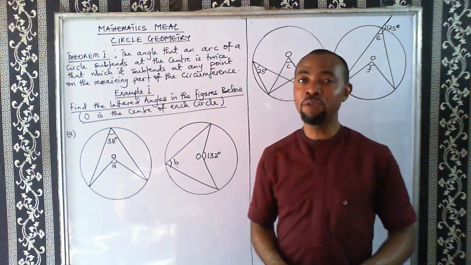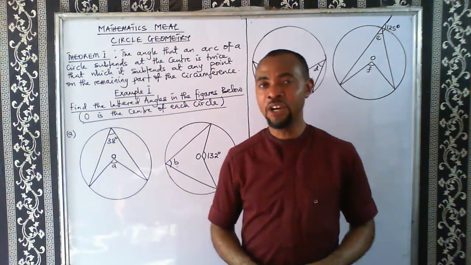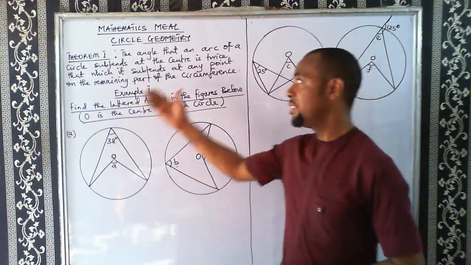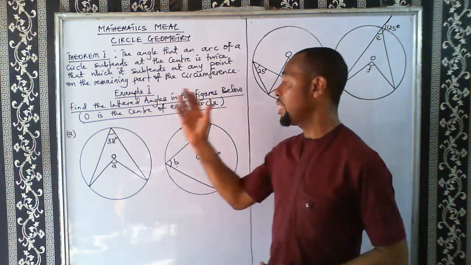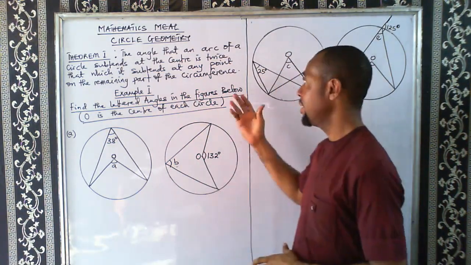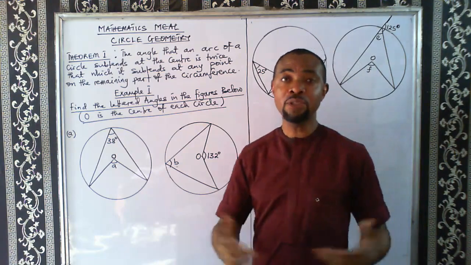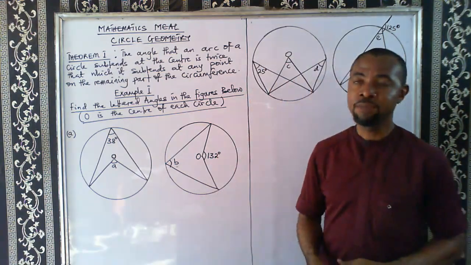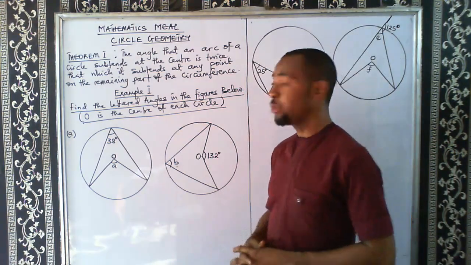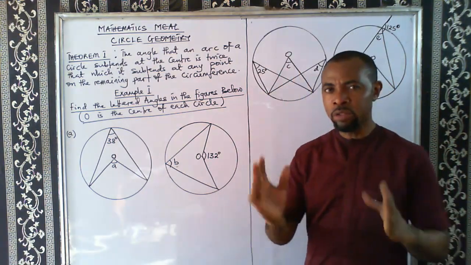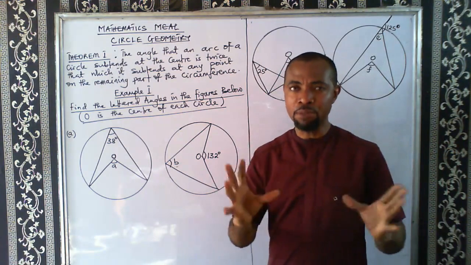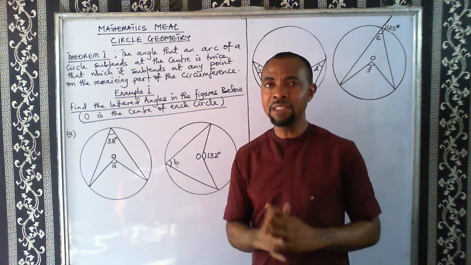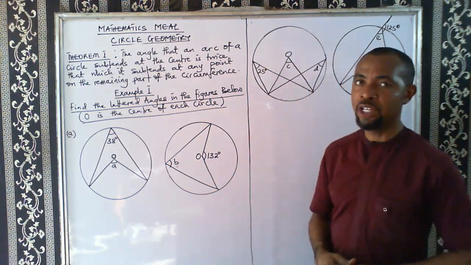In our previous video, we looked at Theorem 1 on circle geometry. That is this particular theorem: the angle that an arc subtends at the center of a circle is twice that which is subtended at any part of the circumference. That's what we looked at. We were able to describe this theorem and explain it to a certain degree that everyone can understand it.